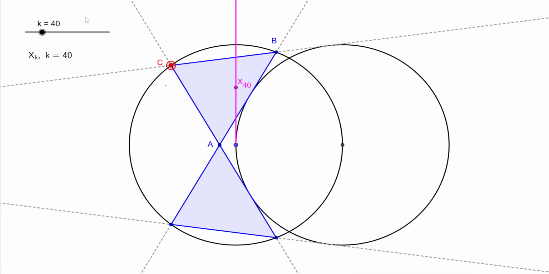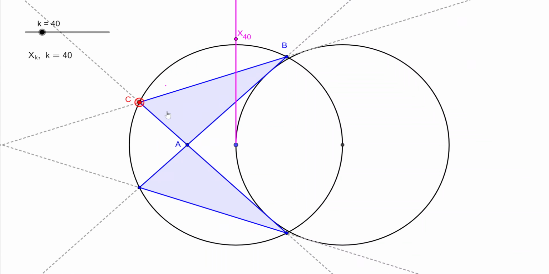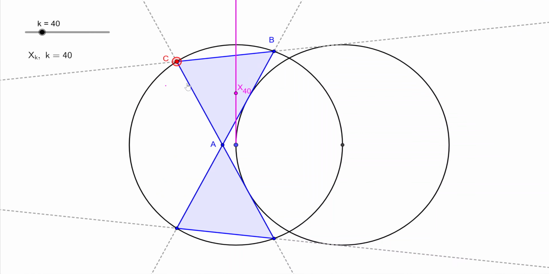So one thing you notice is that X40, the Bevan center, that is to say the circumcenter of the circle that passes through the excenters, or the circumcenter of the excentral triangle, is moving along a straight line. So I would like to understand why that is. That's quite a nice phenomenon here.